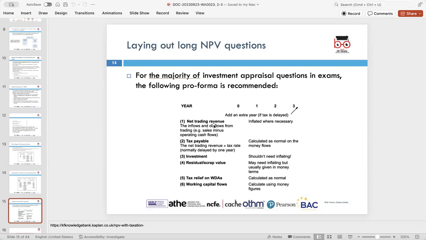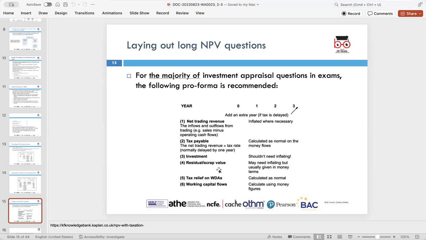So in the first year, we don't pay tax on the revenue earned. Instead, it is paid in the following year. Investment represents any additional investment made in the business, such as purchasing new equipment or expanding. Scrap value, or residual value, is the value of the asset at the end of its useful life.